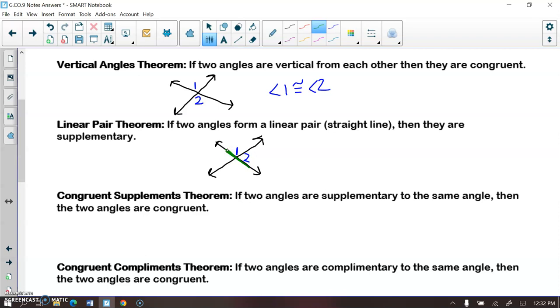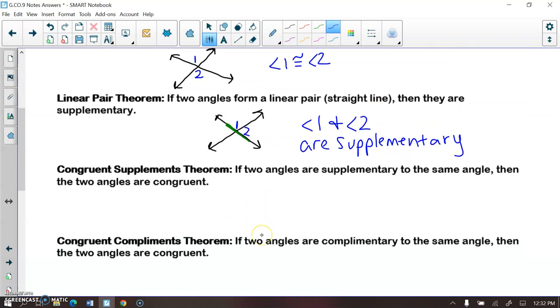A linear pair, they are supplementary angles. So we would say that angle 1 and angle 2 are supplementary. Meaning that they added together would have a sum of 180 degrees.